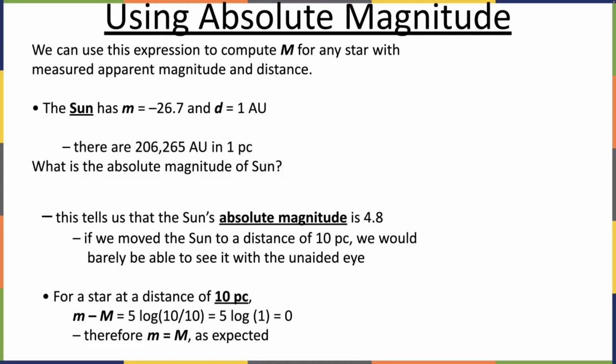Remember that in that scale bar, our sun had an apparent magnitude of around minus 25. So its actual apparent magnitude is minus 26.7. And what we know is that the sun is at a distance of 1 astronomical unit from Earth, right? Now, I have given that there are about 206,265 astronomical units in 1 parsec.